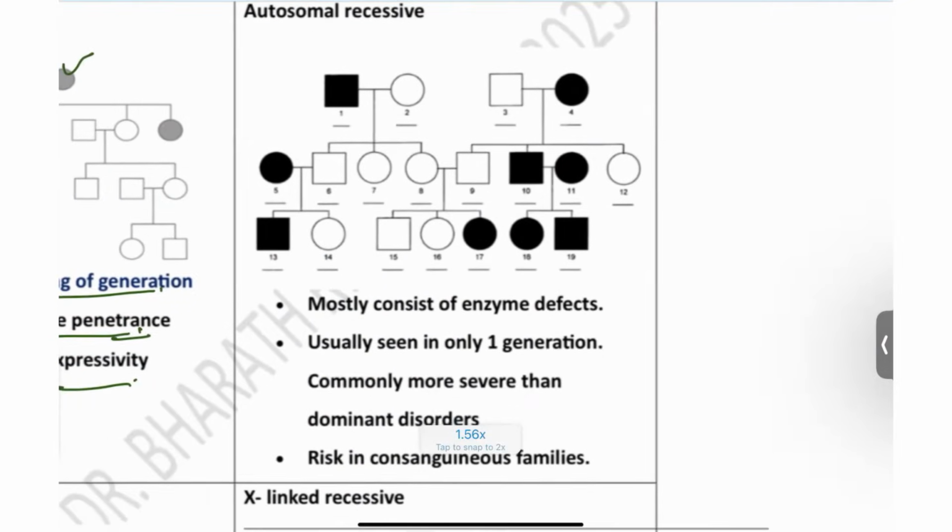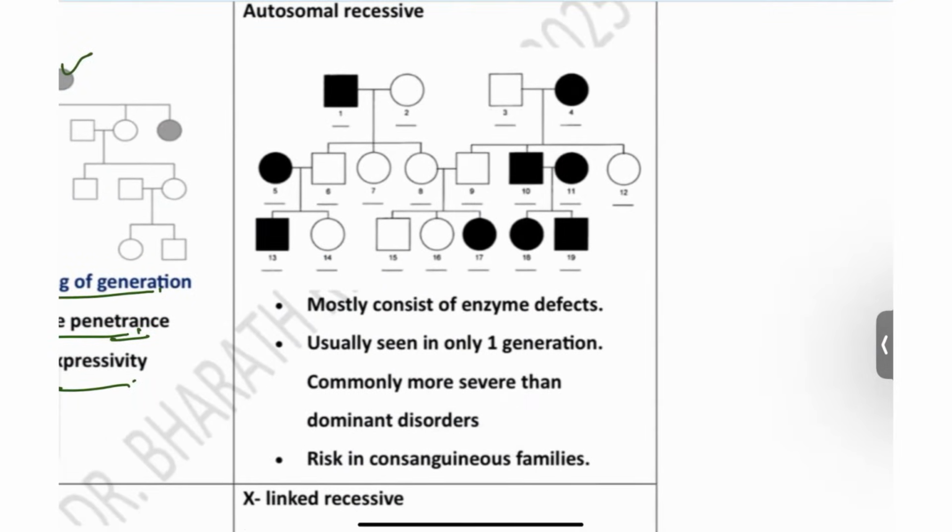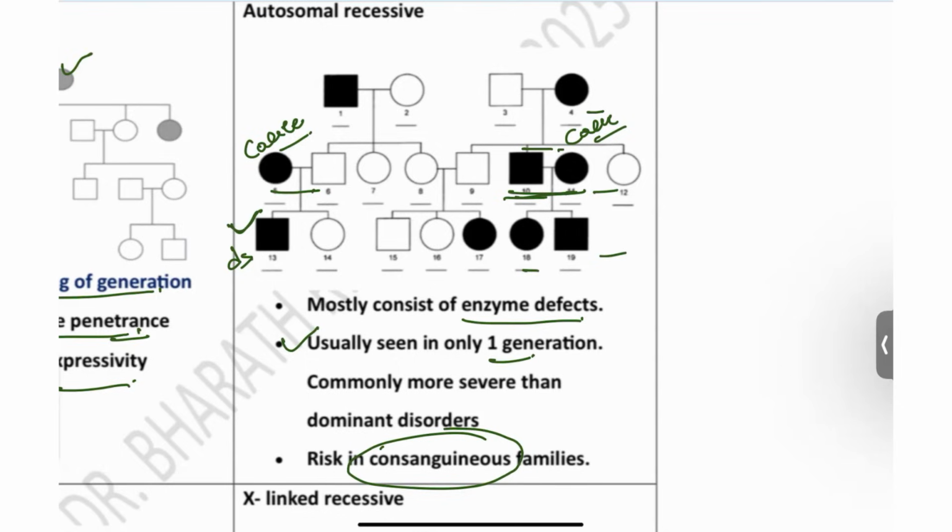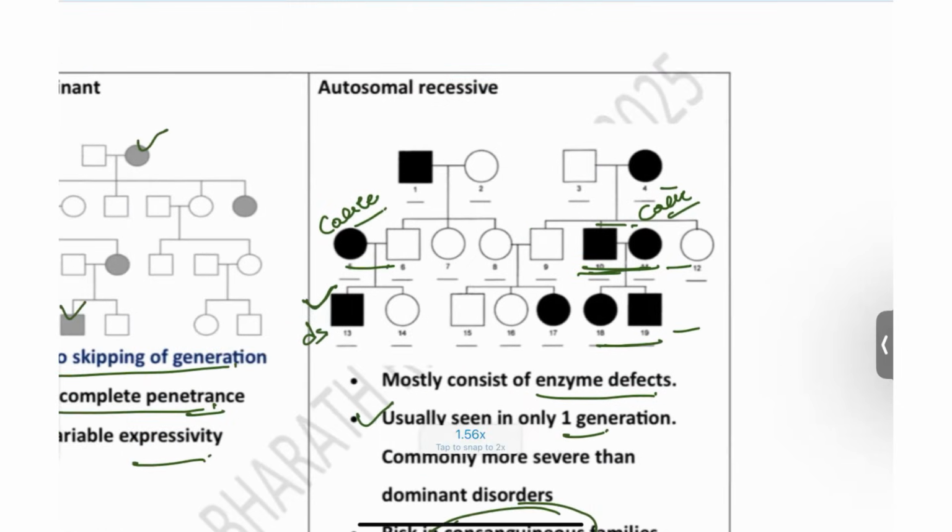Next, autosomal recessive. In autosomal recessive, it mostly contains enzyme defects only. All the inborn errors we discussed are enzyme defects only, and usually only seen in one generation. Here you can see one of the generations will be skipped. So this patient is having the disease, so he will be the diseased person, but he is the carrier. Okay, same as here, carrier, but this patient will be having the disease. So with consanguineous marriages, there is a high risk for the children. That is seen in autosomal recessive.